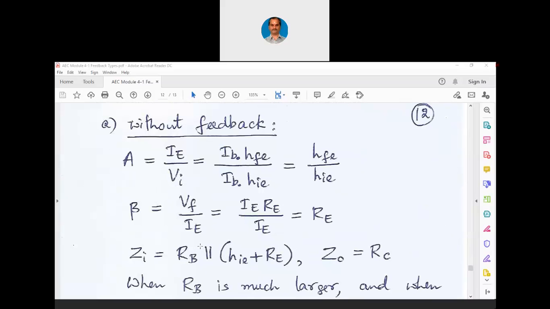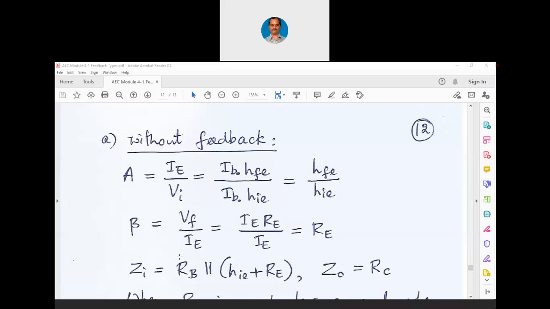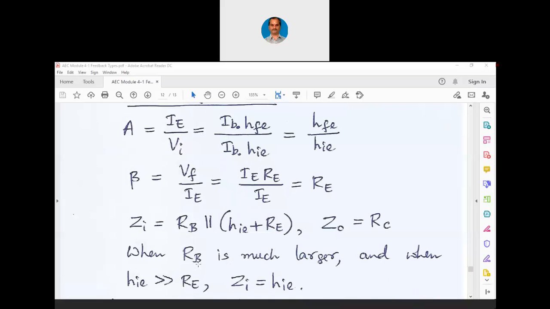So when RB is much larger, which is generally the case, base resistance is much larger, and when HIE is also much larger than capital RE, emitter resistance will be slightly lesser when compared to HIE, we can directly say that input impedance is nothing but HIE itself. Because HIE will be larger, but RB will be much larger. Whenever there is one larger resistance and a smaller resistance in parallel, the value will be nearer to the smaller resistance only. You already know that.